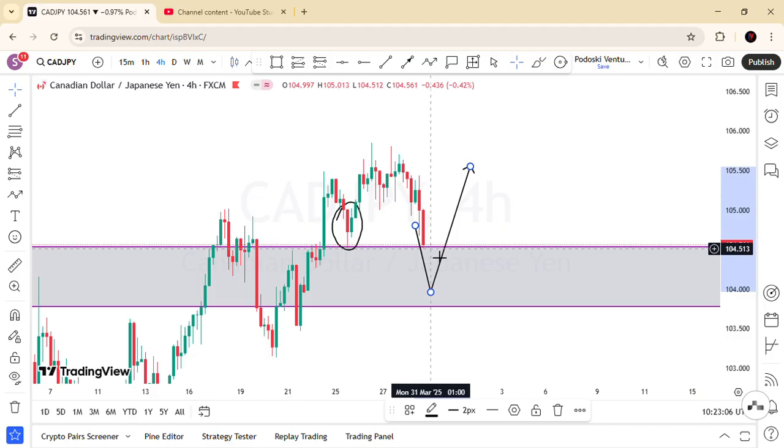But I always want price to tap into my zone. When it taps into the zone before the buying momentum comes, then I'm very sure of the setup.